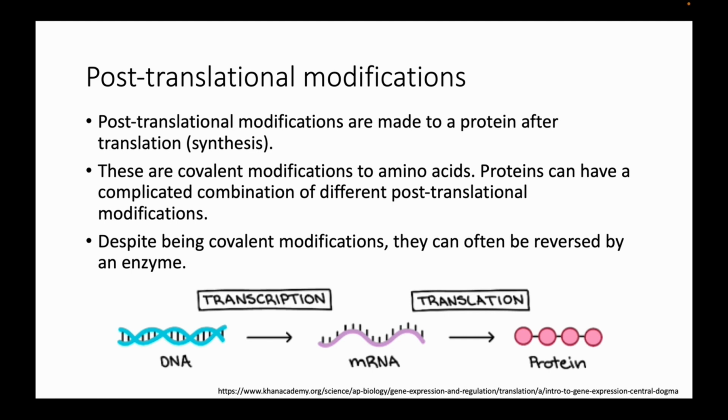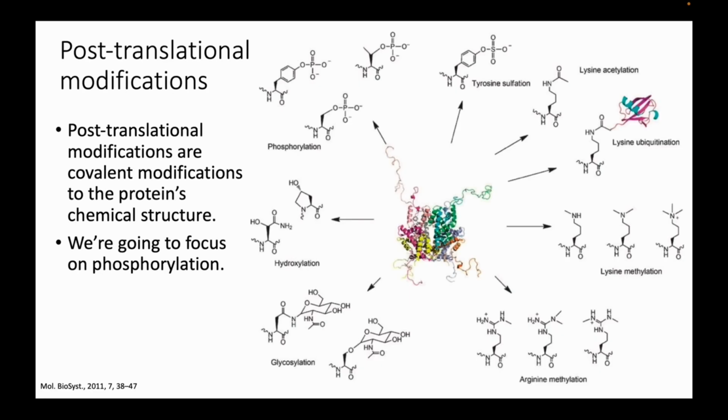So proteins can have a complicated combination of different post-translational modifications. Don't get the idea that a protein can only have one specific post-translational modification. It just depends on the amino acids in the protein. And even though post-translational modifications, or PTMs, you'll sometimes hear them called, are covalent modifications, they are often reversed by an enzyme. So these are dynamically going on and off in the cell all of the time. So post-translational modifications, again, are covalent modifications to the protein structure.